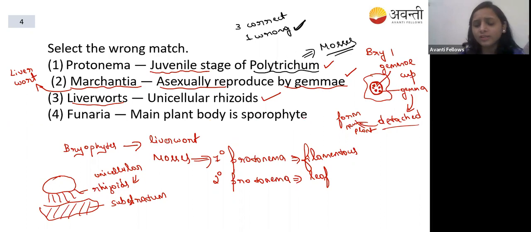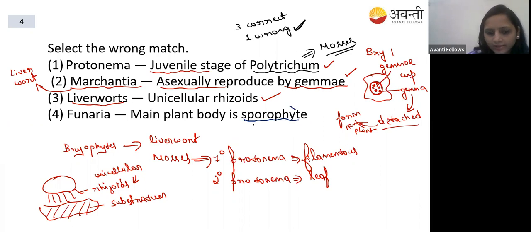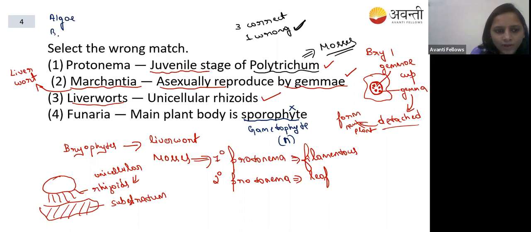Main plant body is the sporophyte? No, guys. The main plant body is a gametophyte, not the sporophyte. It is a haploid structure, 1N. Haploid structure we can see only in algae and bryophytes. Remember always: in algae and bryophytes, we see the haploid structure.